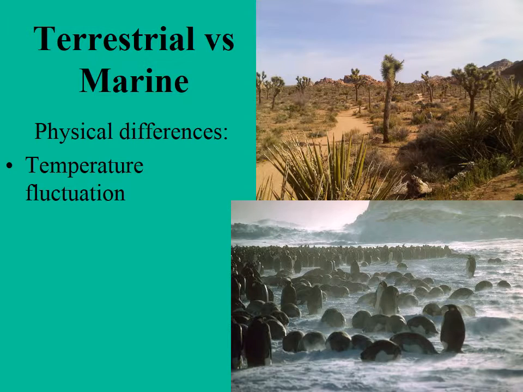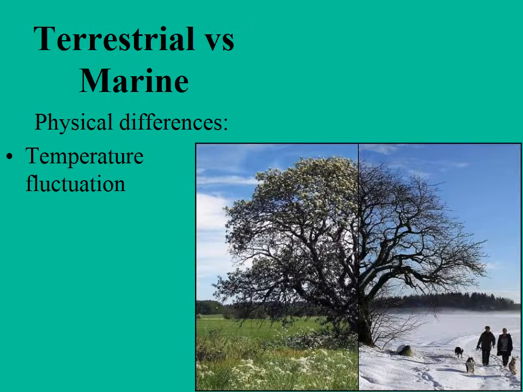The temperature fluctuation is quite different on land versus in the water. So here we have something like a desert at the top where you can get to 150 degrees Fahrenheit or over 50 degrees Celsius and down to -70 Celsius in the Antarctic. There's a picture of the same habitat. Those were two different habitats in the last slide. This is exactly the same habitat in summer versus winter. And look at the difference between the extremes of temperature here.